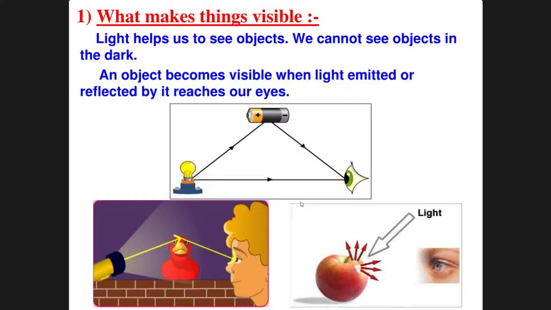So this is a conclusion we are deriving, that we can easily see the objects whenever the light is on or the light is around us. So light helps us to see objects. This is the conclusion. An object becomes visible when light emitted or reflected by it reaches our eyes.